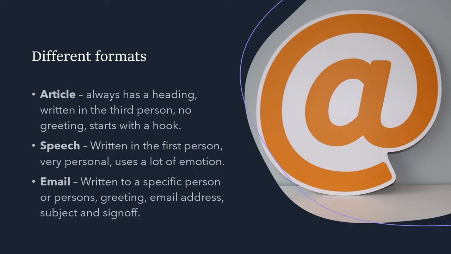So if you do want to look into these in a little bit more depth, just have a search on Google, read some articles, listen to some speeches, and that'll really help you get the idea of what the examiner is looking for there.